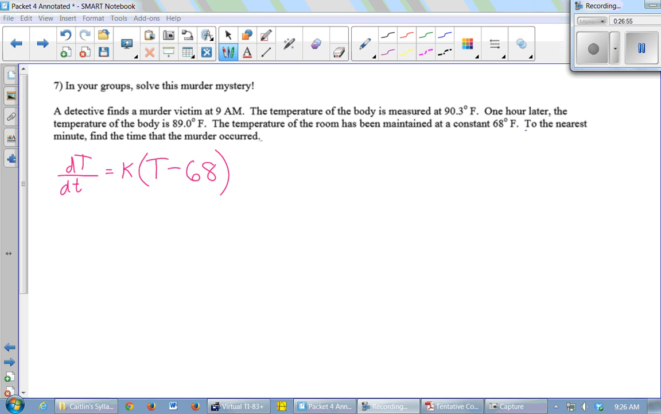And it's a personal preference. It is not going to matter in coming up with the final answer whether you did T minus 68 or 68 minus T, because when you're doing this, the negative will eventually cancel with something else, or you'll take an absolute value. So you can do it either way. I want to separate this so that I get capital T's on one side and little t's on the other, and then integrate both sides.